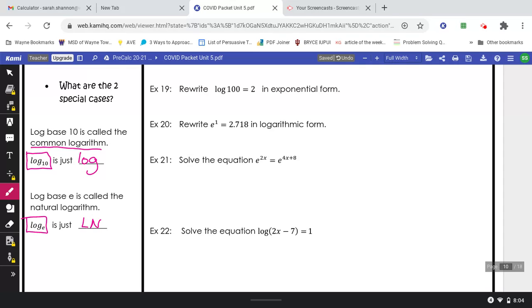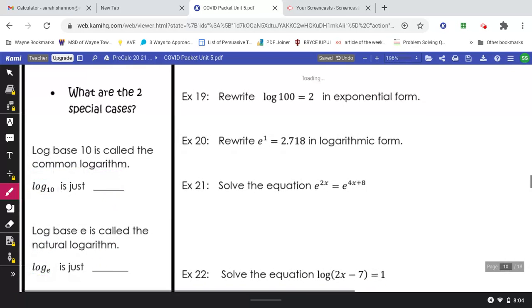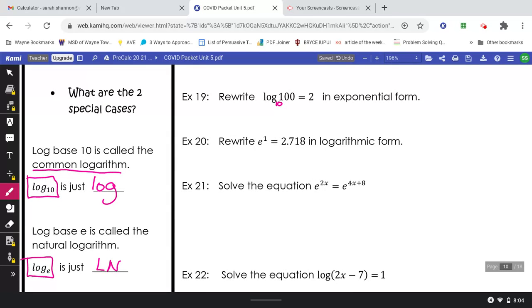So how would this look if you saw a problem? Example 19, rewrite log of 100 equals 2 in exponential form. So anytime you don't see a number there, know it's an invisible 10. So you put a 10 there, and then you can rewrite it first, last, and second. Example number 20. Rewrite e to the first equals 2.718 into log form. So now, remember, we have to put the word log there. First is e, last is 2.718, and second would be 1.